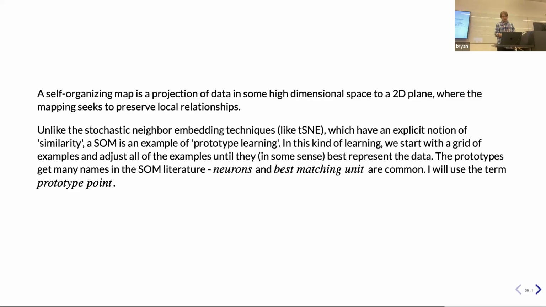So a self-organizing map is a projection of data in some high-dimensional space to a 2D plane. The same way that TSNE is projecting down to a 2D plane, but it's emphasizing that it's trying to preserve local relationships. So unlike a stochastic neighbor embedding technique, which has some explicit notion of similarity, a SOM is an example of prototype learning.